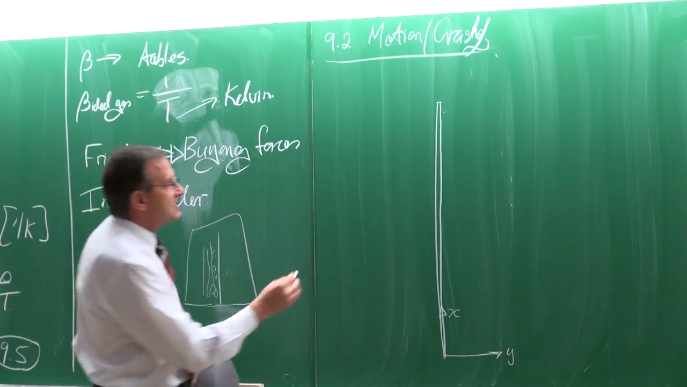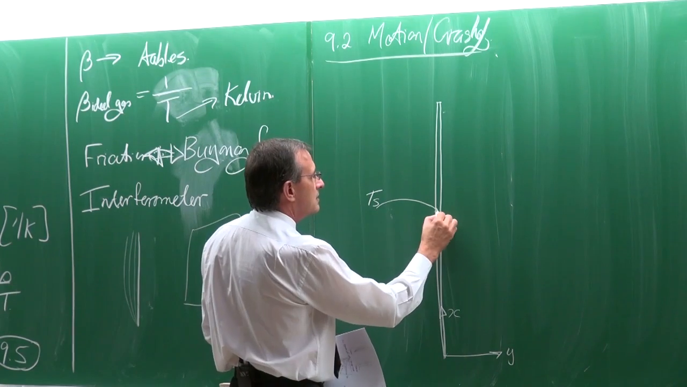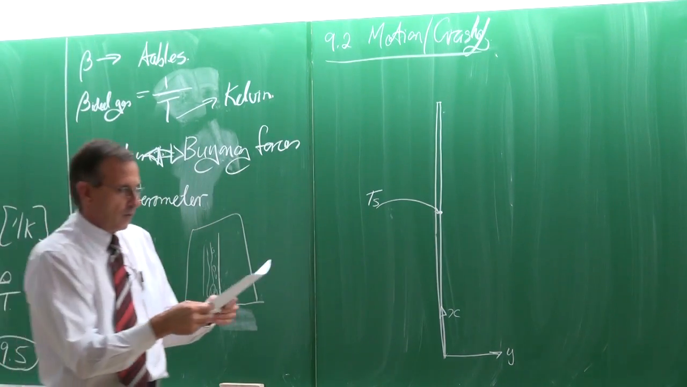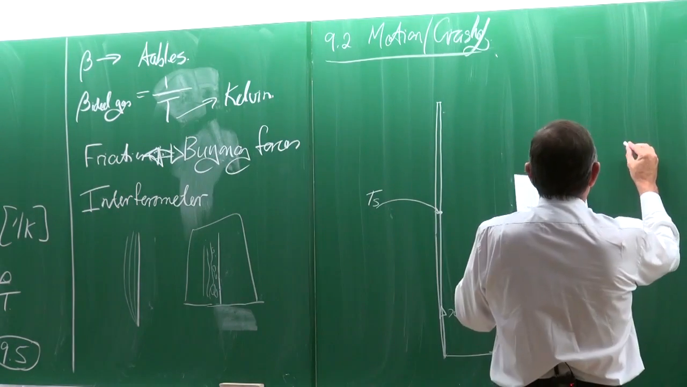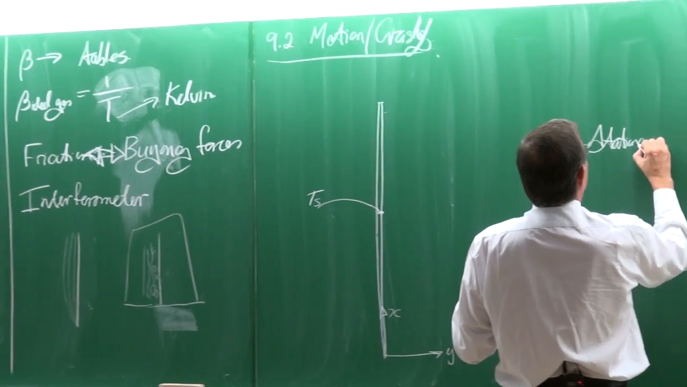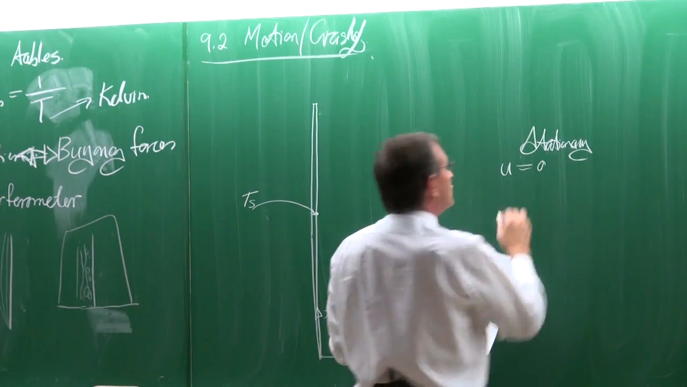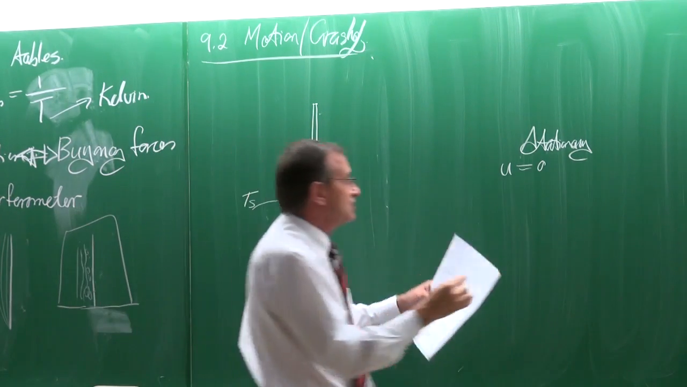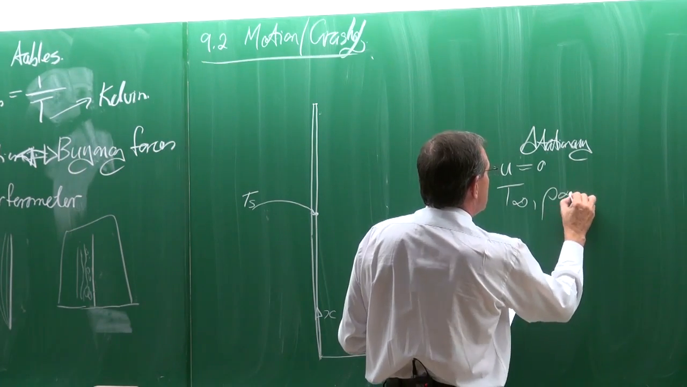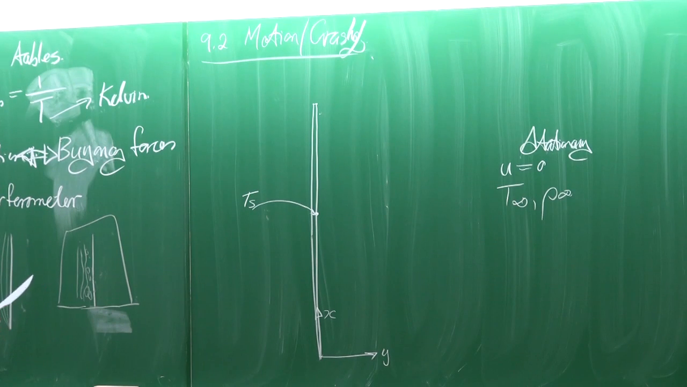And this plate is being heated to a temperature Ts. So that is the temperature on the right-hand side of the plate, while around it we've got a stationary fluid with a velocity u which is equal to 0, and we've got a temperature and a density around it. So that is what is happening around this plate.